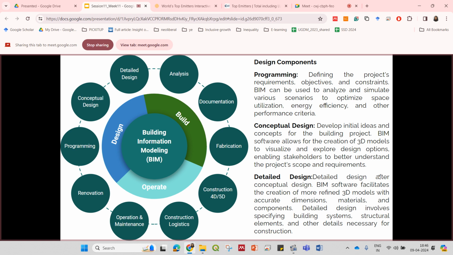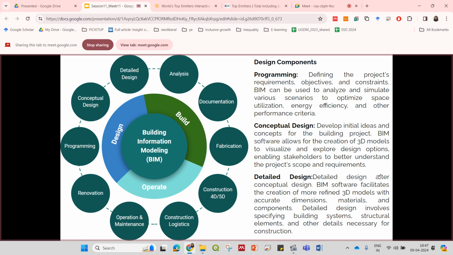So this is the first step that you take when conceptualizing or conceiving any kind of build asset. Then comes the conceptual design. In this stage, you develop initial ideas and concepts for the building project, and the BIM software aids you in the creation of both 2D and 3D models of the building to visualize and explore design options, to enable the stakeholders to better understand the project's scope and requirements.